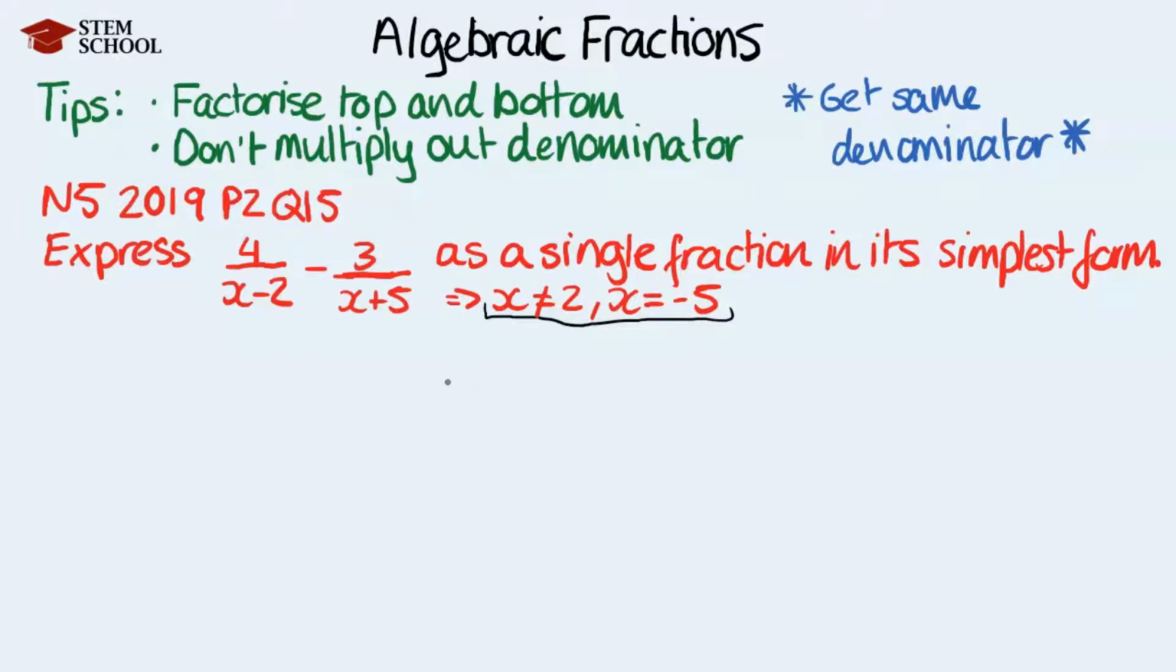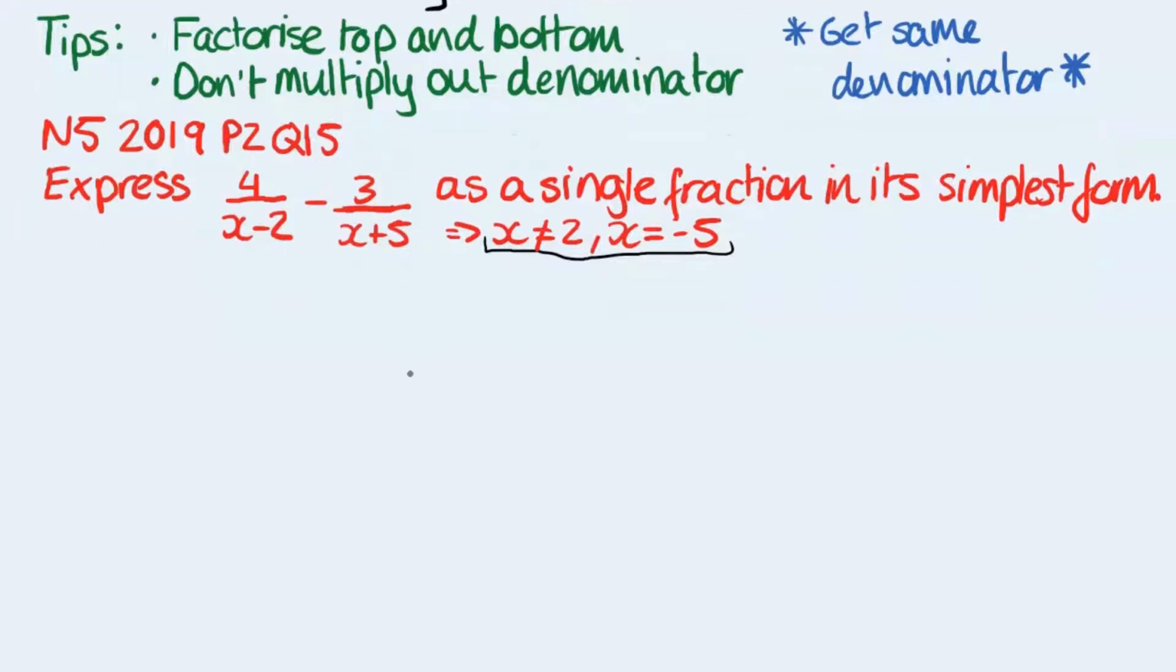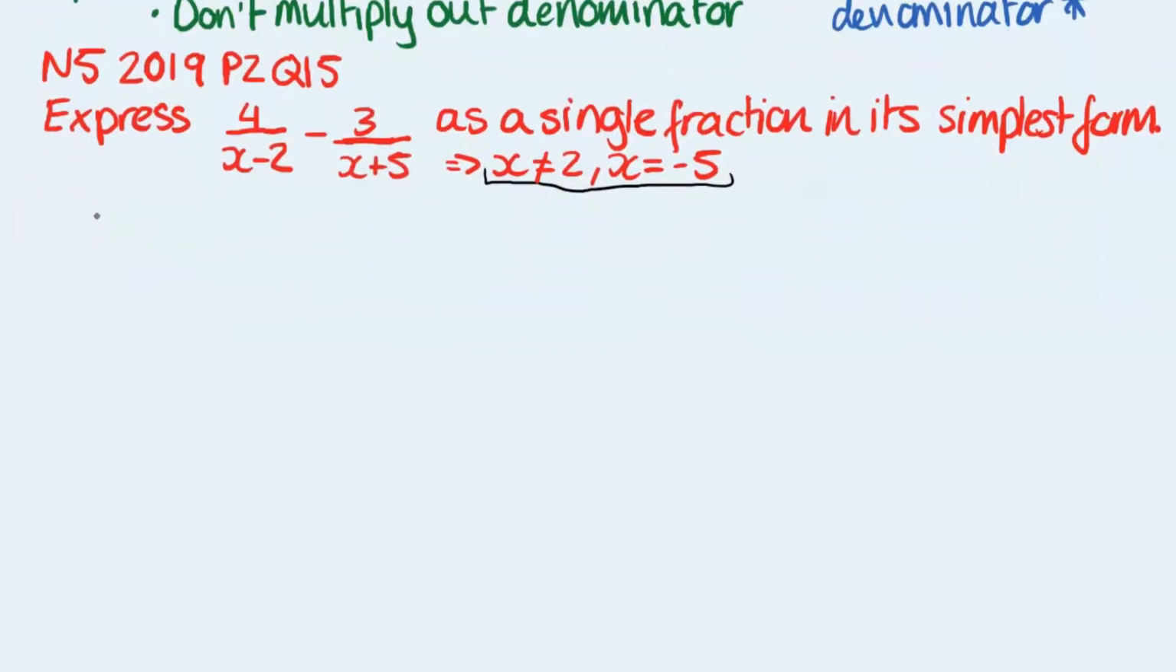So here we've got a question where we just have to take away fractions. The alternative is we could be asked to add fractions, which we've done before. When you want to take away fractions, you want to make sure that the denominators are exactly the same as each other. That allows us to do that.